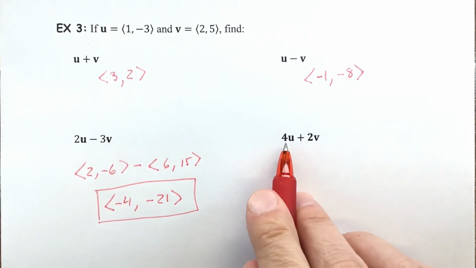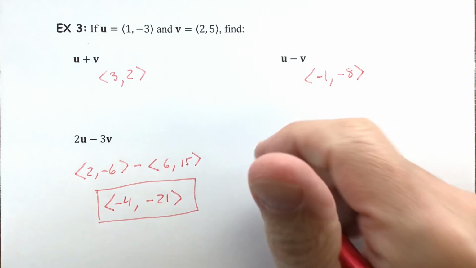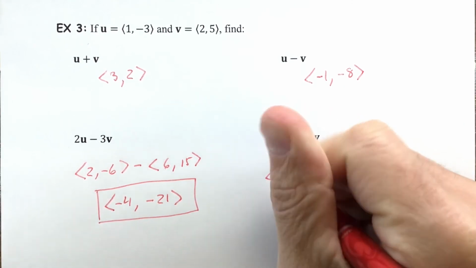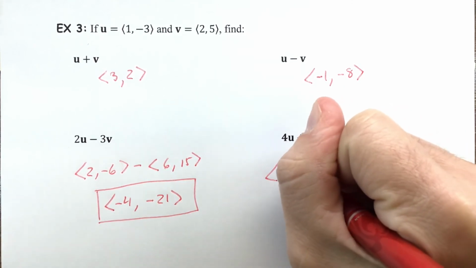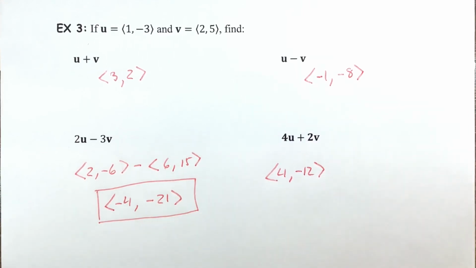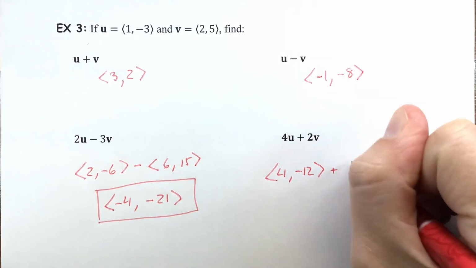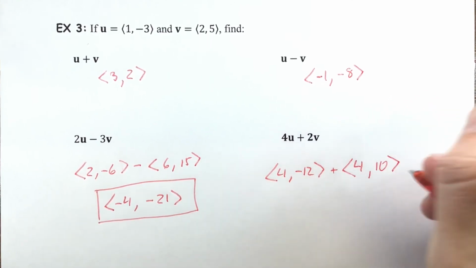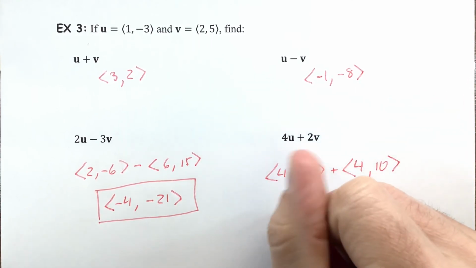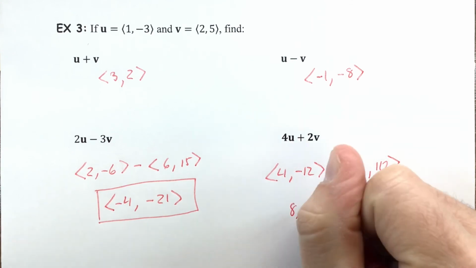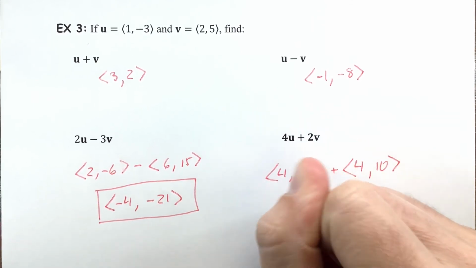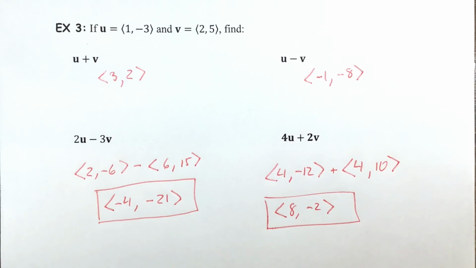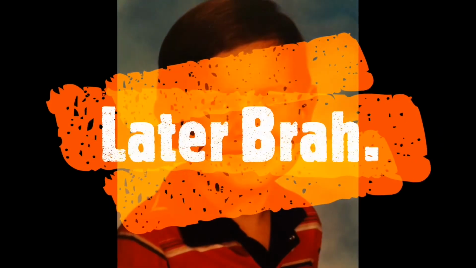All right, and then for the last, we're going to multiply u by 4, which is going to give us a 4 and -12. For v, we're going to double that one. That'll give you 4 and 10. And then when we add them together, we're going to get an 8 and -2. And that's pretty much all there is to that. Wait, there was.